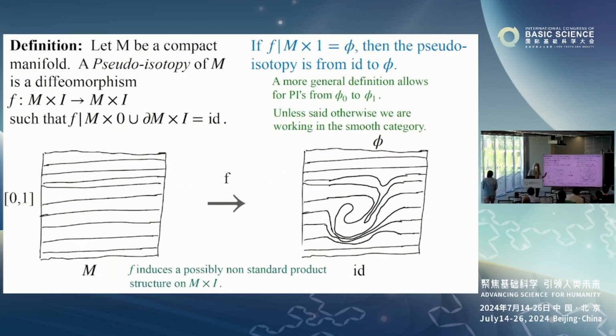So let me tell you, what is pseudo-isotopy? It's simply, if you start with a manifold, a diffeomorphism of the manifold cross I to itself that takes 0 to 0, like the identity, more or less. It's the identity if there's boundary. But for me, I just hear that definition, just this diffeomorphism, and it doesn't really do much.